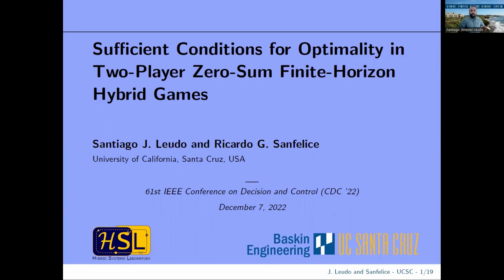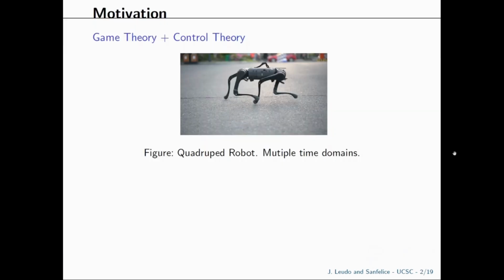I'm a Ph.D. candidate working with Ricardo Sanfelice at the Hybrid Systems Lab at UCSC, and we're going to present our paper on sufficient conditions and optimality for Finite-Horizon hybrid games. I'm going to talk about the intersection between game theory, control theory, and hybrid systems.